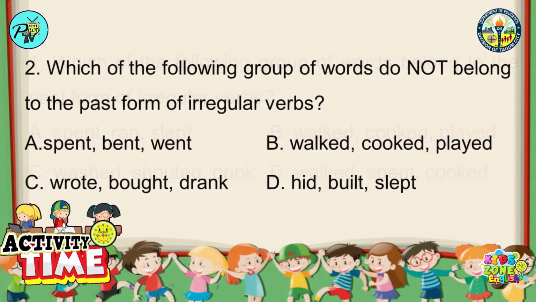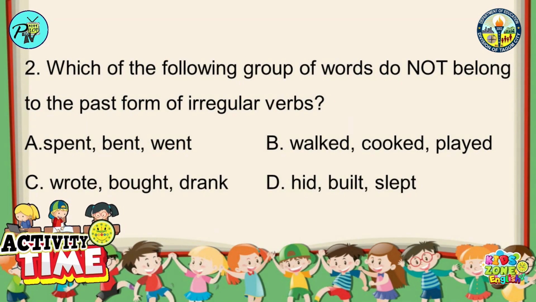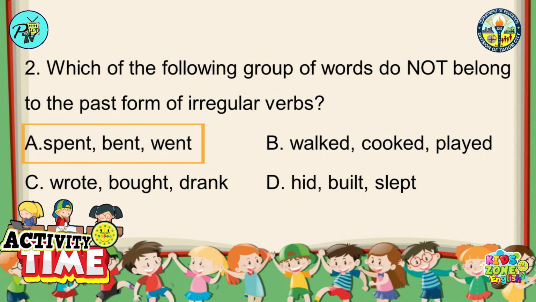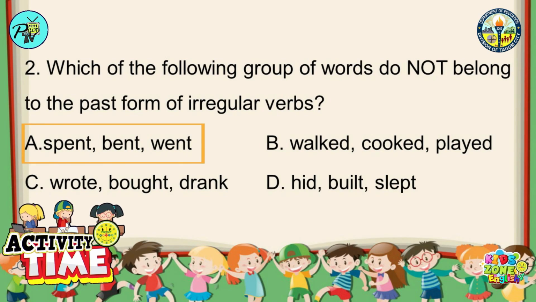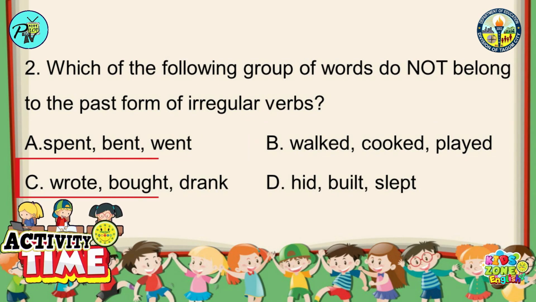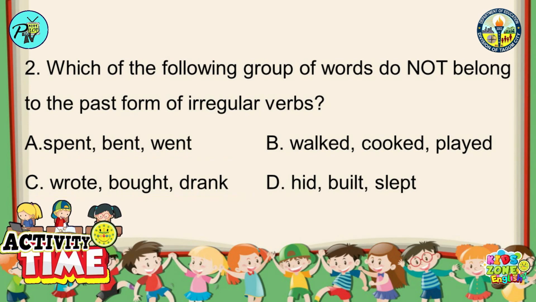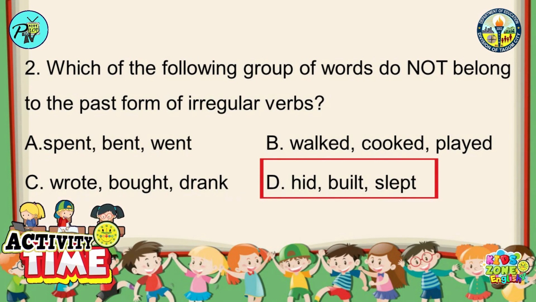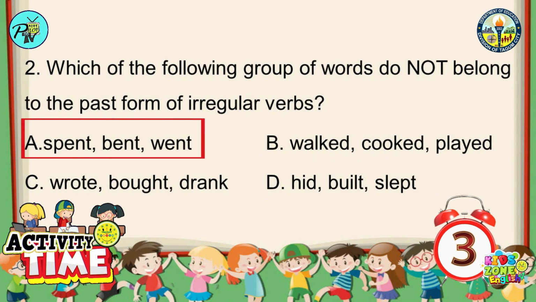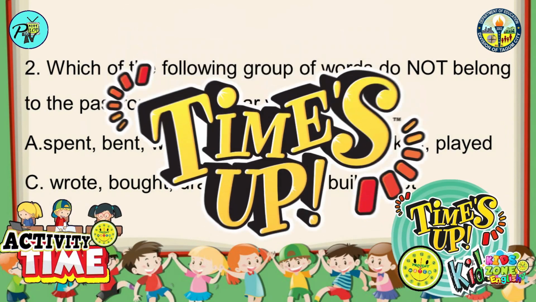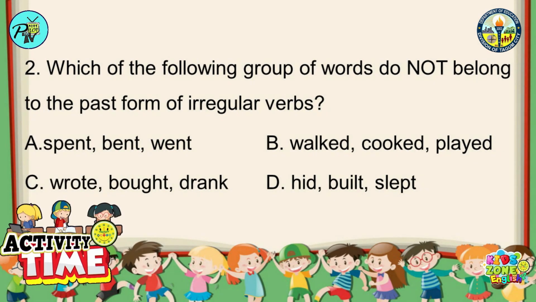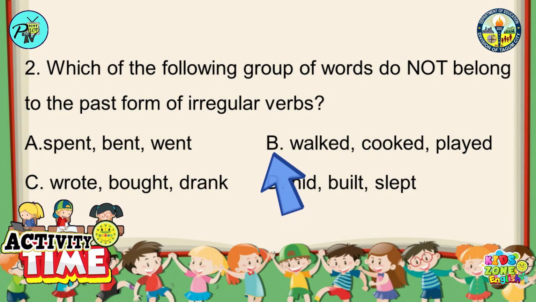Number 2. Which of the following group of words do not belong to the past form of irregular verbs? A. Spent, bent, went. B. Walk, cook, played. Letter C. Wrote, bought, drank. D. Hid, built, slept. Time is up. What is your answer? The answer is letter B. Walk, cook, played.